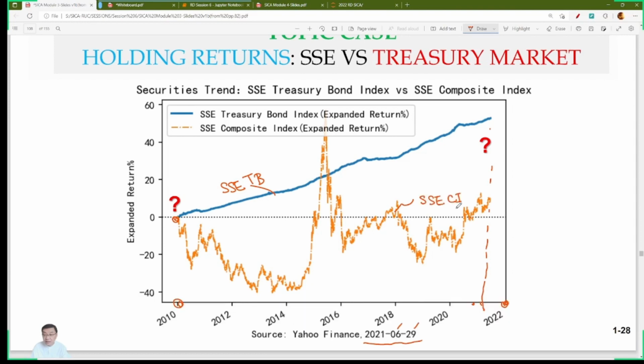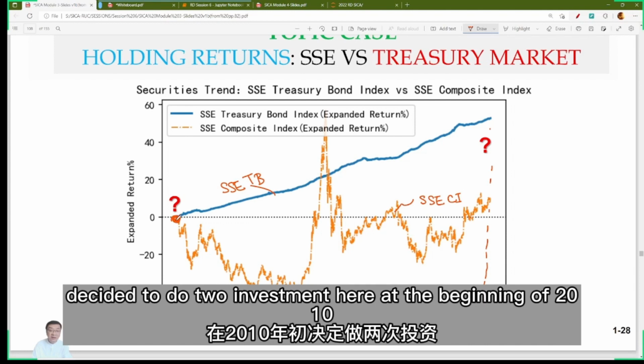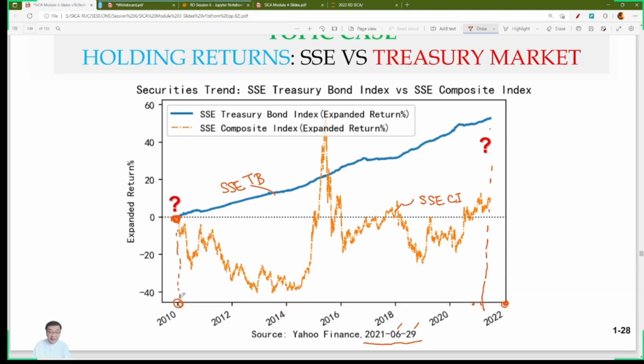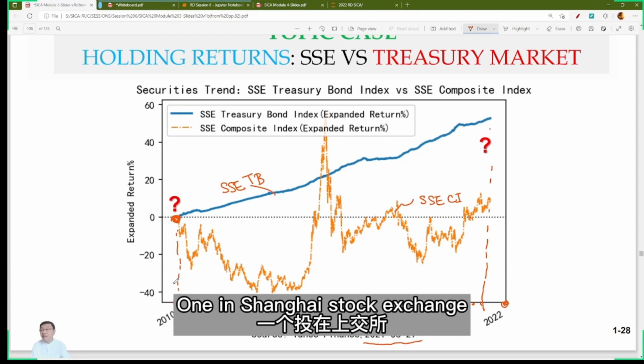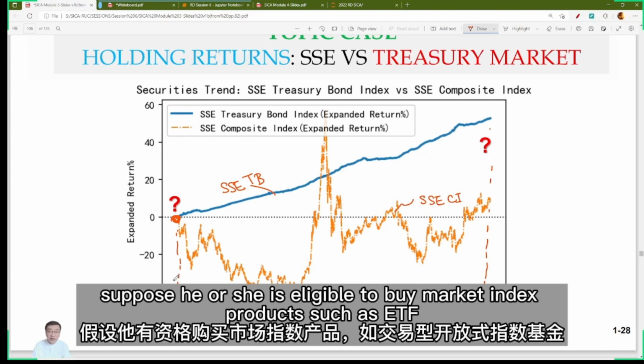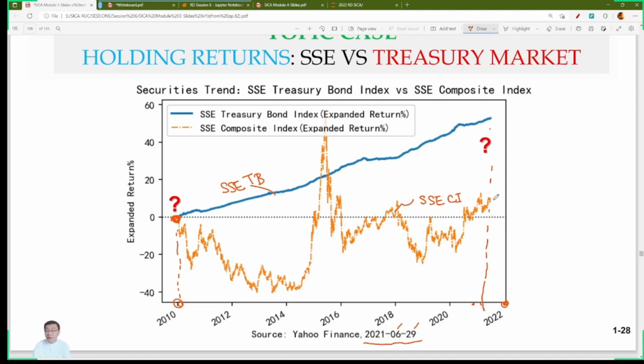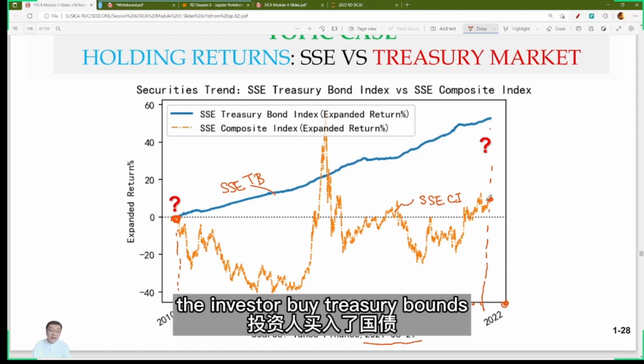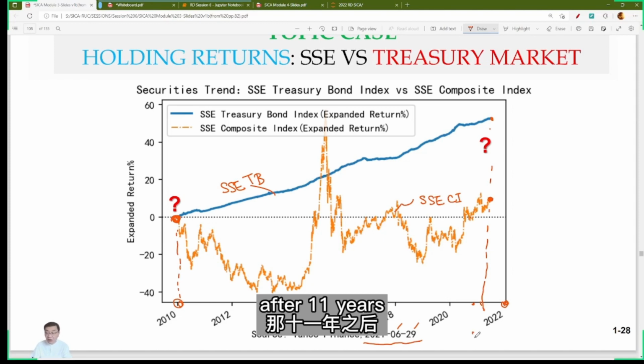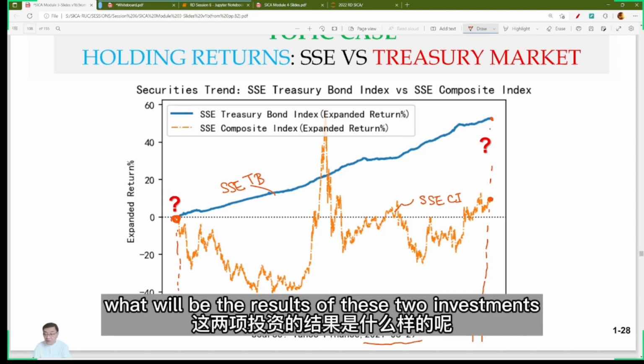Suppose the investor decided to make two investments at the beginning of 2020, one in the Shanghai Stock Exchange. Suppose he or she is eligible to buy market index products such as an ETF. At that time, we probably didn't have ETFs yet, but suppose we do. And for the other investment, the investor buys treasury bonds. So after 11 years, what will be the results of these two investments?